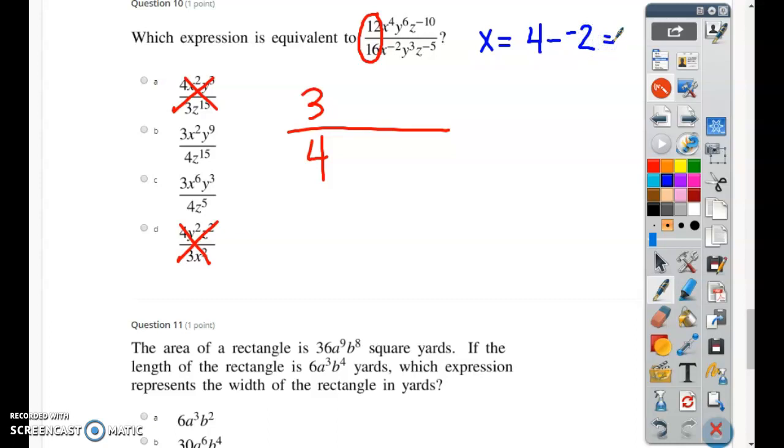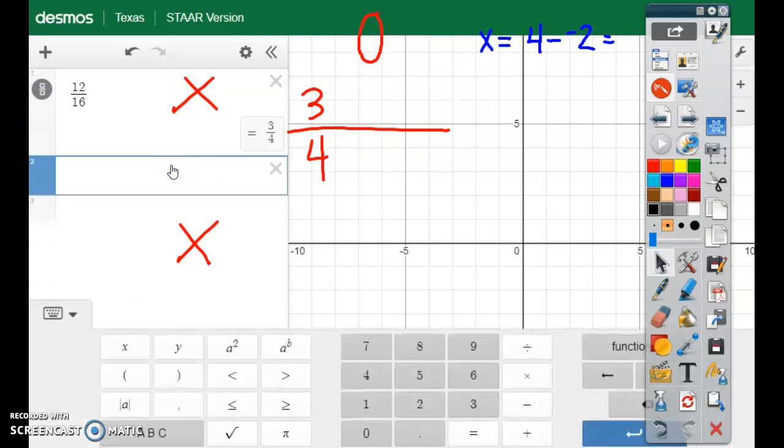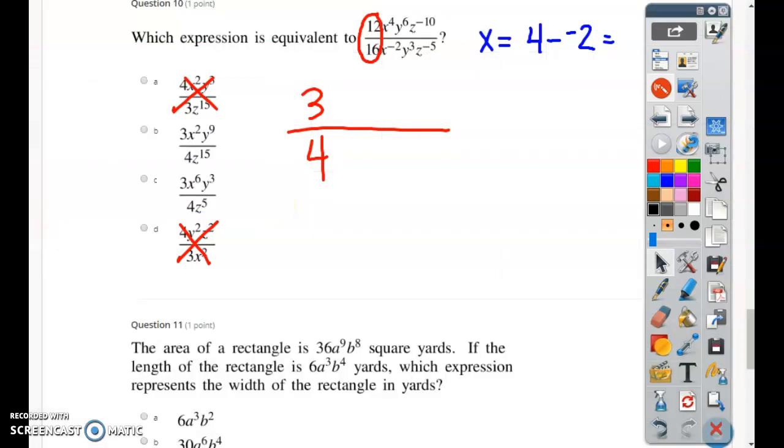4 minus negative 2 in decimals. So right here, I'm going to put 4 minus a negative 2 because I'm subtracting them and it was a negative. So it's a positive 6. So here I'm going to put that my x is 6. So because it's positive, it stays on the top. So it's x to the positive 6.